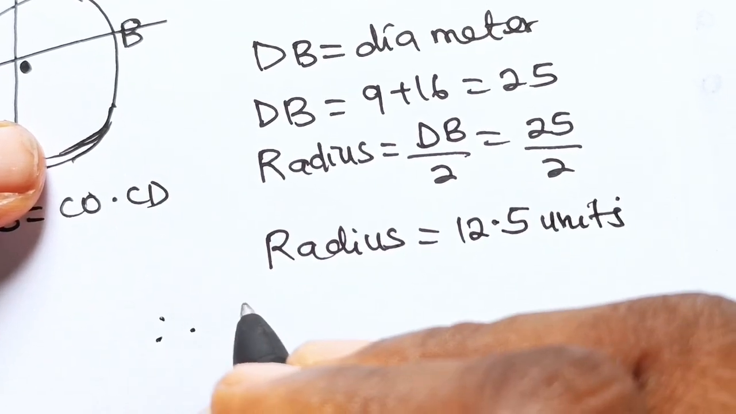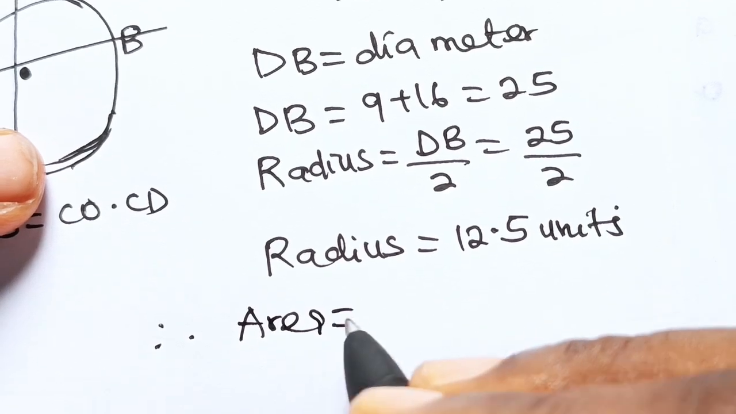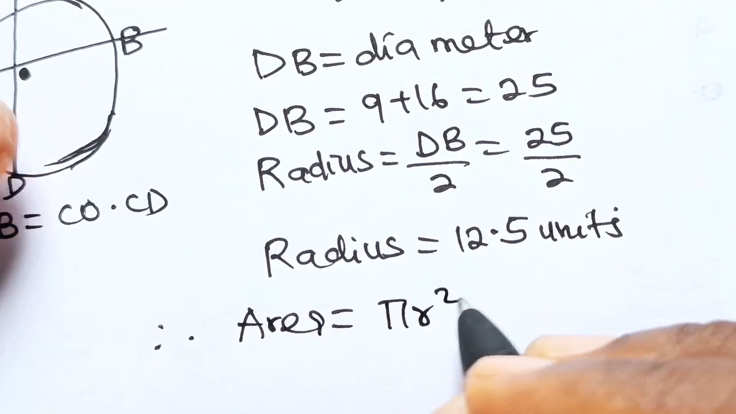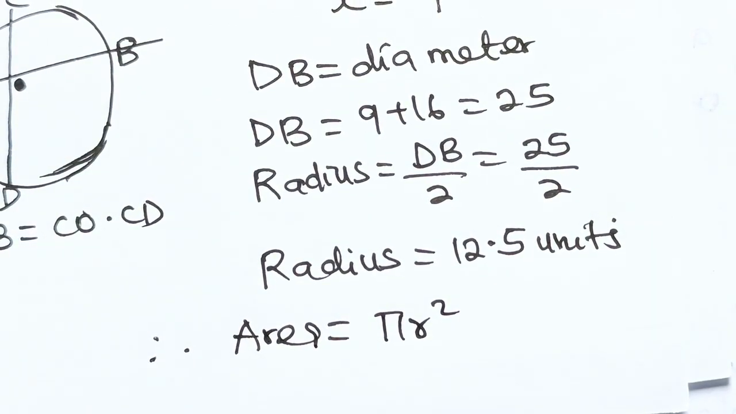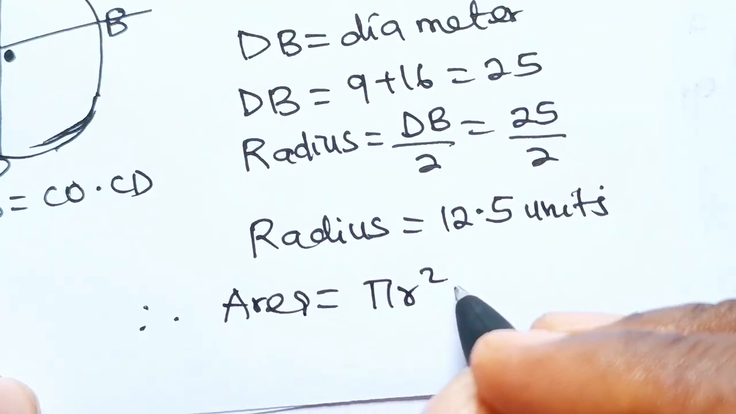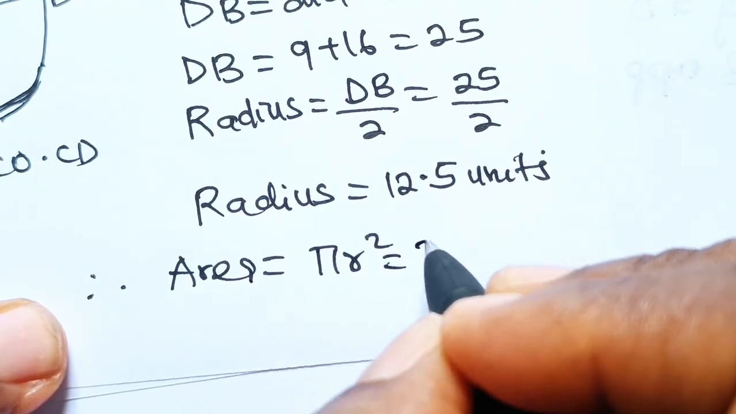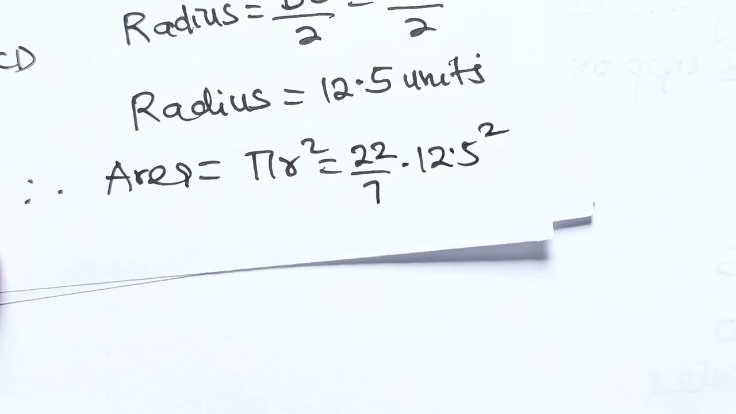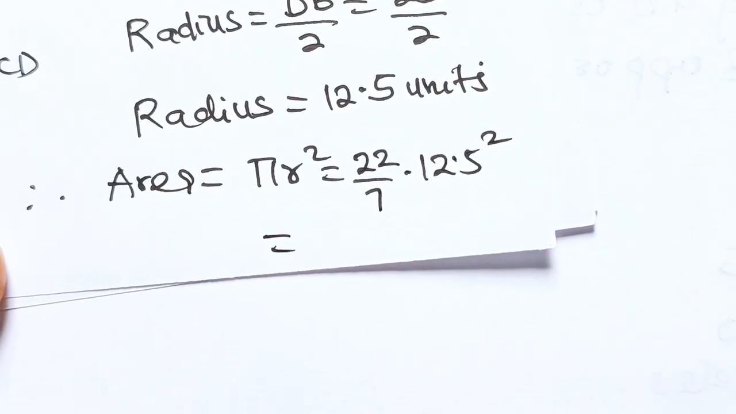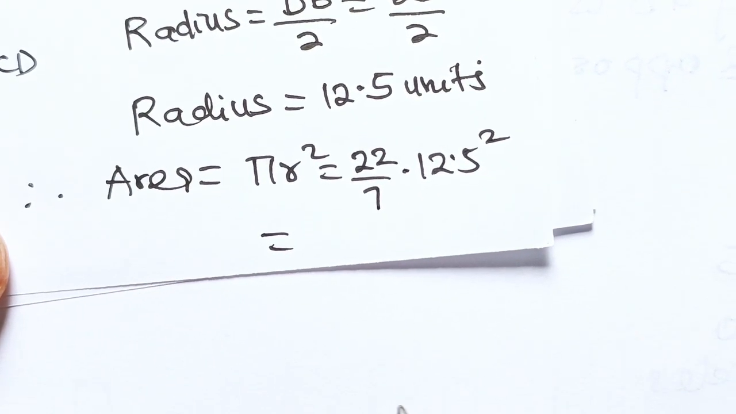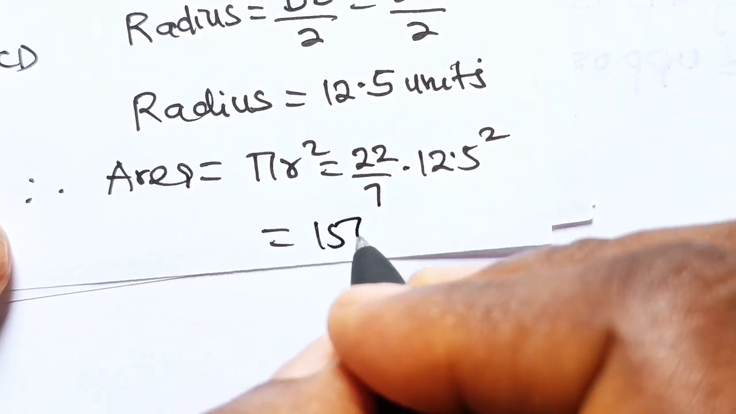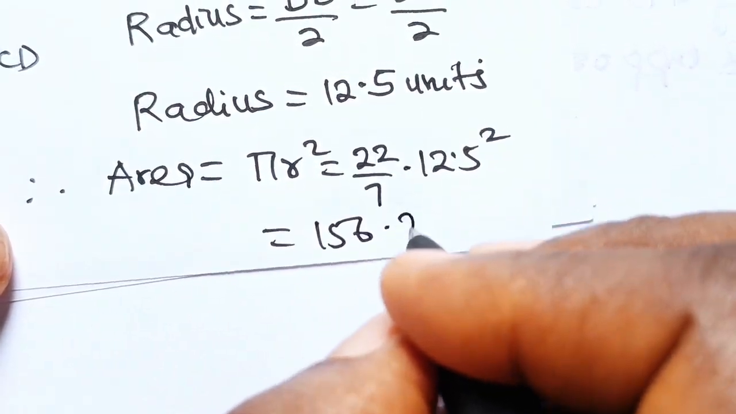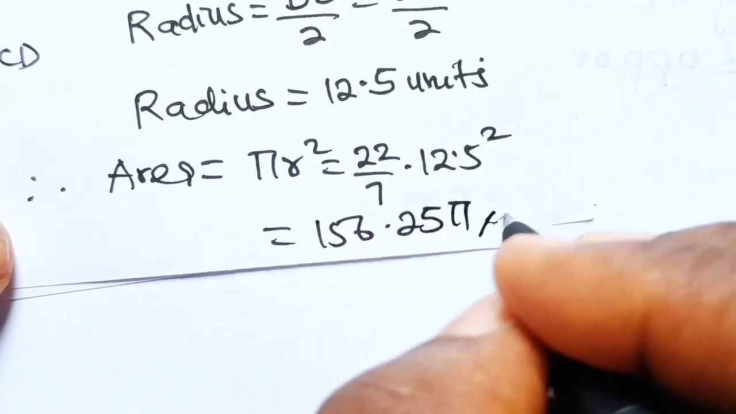Therefore, the area is pi r squared, which should be equal to 22/7 multiplied by 12.5 squared. So if you solve this using your calculator, you are going to get 156.25 pi.